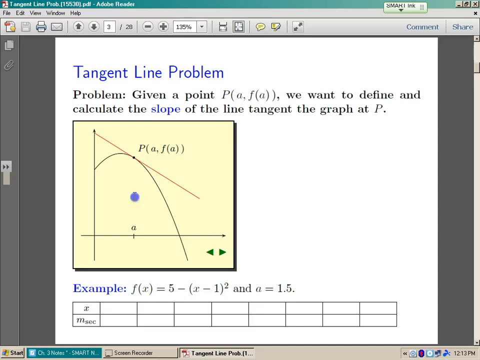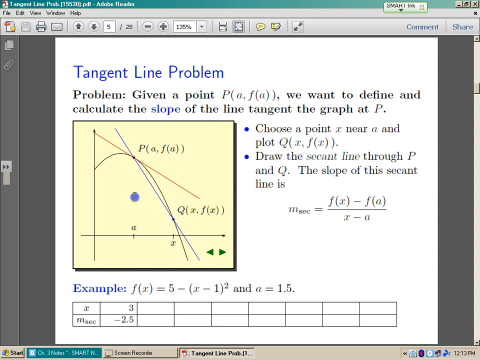Okay, I want this one. But I can't get it because I can't plug into the formula. But I can find this one, right? I pick a point, I find it. You guys look at the very bottom. I can plug in, I can get a slope. Ta-da!